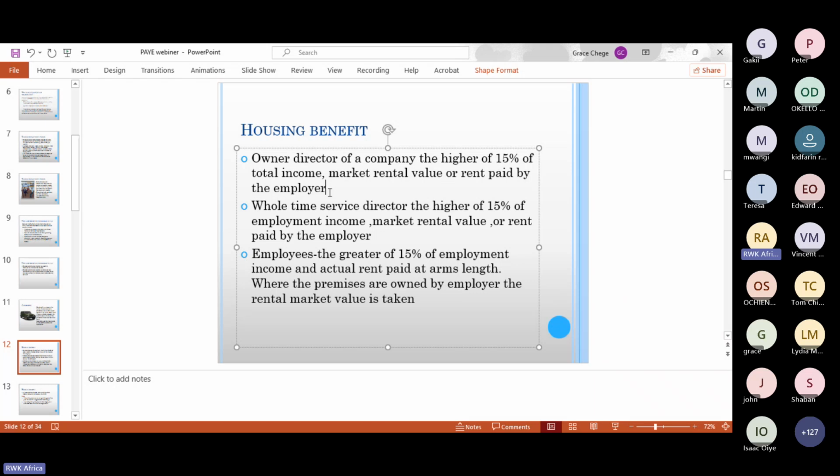And in the case of regular employees, the greater of 15% of the employment income and the actual rent that is paid at arm's length. Arm's length meaning the rent that is paid is equal to the prevailing market rates is what is chargeable to tax. Where the premises are owned by an employer, the rental market value is what is taken to determine what will be charged.